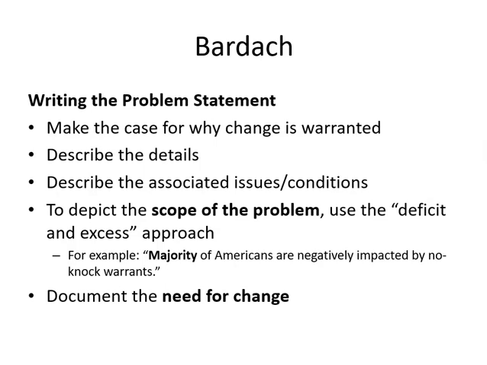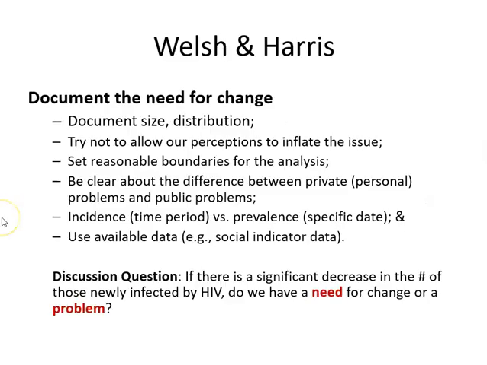And now documenting the need for change. That's going to be important. You're basically making the case of why we should focus on this problem, your focal problem. So how do you document the need for change? You want to document the size of the problem. 10,000 people are impacted yearly. 20,000 people are impacted yearly out of a population of 30,000. Try not to allow your own perceptions to inflate the issue beyond what the numbers tell you. So don't let your own biases creep in.